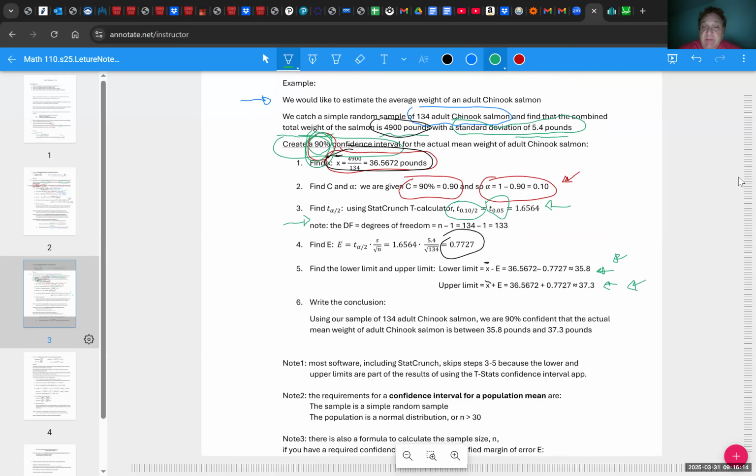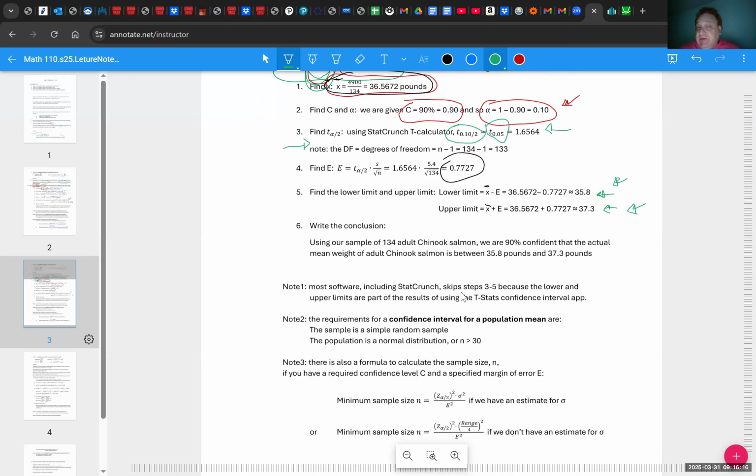All right, we were in the middle of doing some notes. The first note I did was skipping steps 3 through 5. The second note is there are some requirements for using these formulas. These formulas will not give you correct answers unless we know 2 things. The first thing is the sample is a simple random sample. And the second thing is the population is a normal distribution, or we have a sample size of at least 30. So we've got to have a simple random sample, and we have to have either a normal distribution or a sample size of bigger than 30. And that may sound familiar because those are the requirements for a sampling distribution.